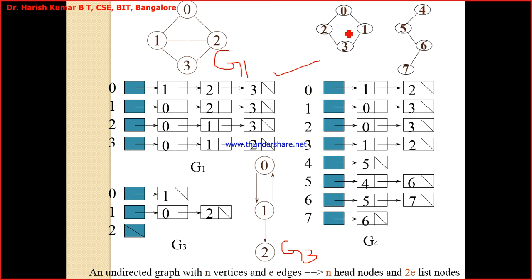Okay, from 0 you can go to 1 and 2, that is what is written here. From 1 you can go to 0 and 3, that is what is written here. From 2 you can go to 0 and 3, you can see here. From 3 you can go to 1 and 2, and from 4 you can go to 5. From 5 you can go to 4 and 6, and from 6 you can go to 5 and 7, and from 7 you can go to only 6. This is okay.